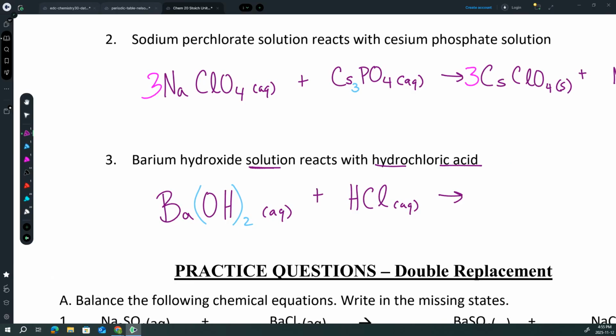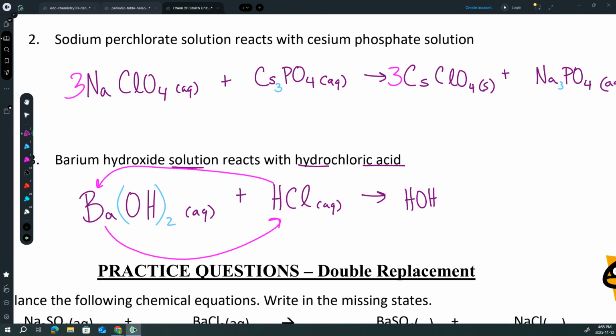All right. So with this, again, I'm just sticking to positive switches with positive. So barium switches with hydrogen. So I'm going to get HOH, which is just water, because it has 2 hydrogens and 1 oxygen, so H2O. So I'm going to put it as liquid. Water is never going to be aqueous. It's either going to be a liquid, a gas, or a solid. It is never aqueous. But in this case, because we are assuming this occurs at room temperature, that's why I'm putting water as liquid.